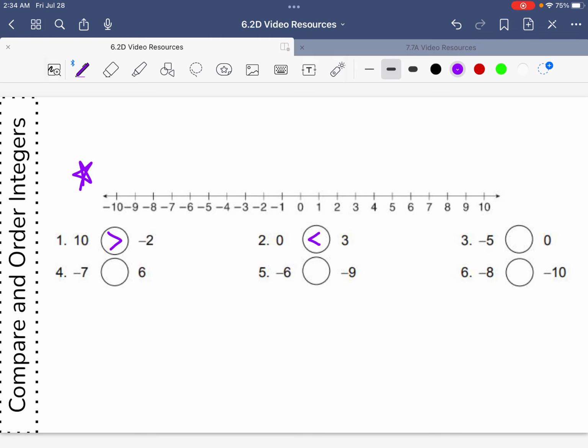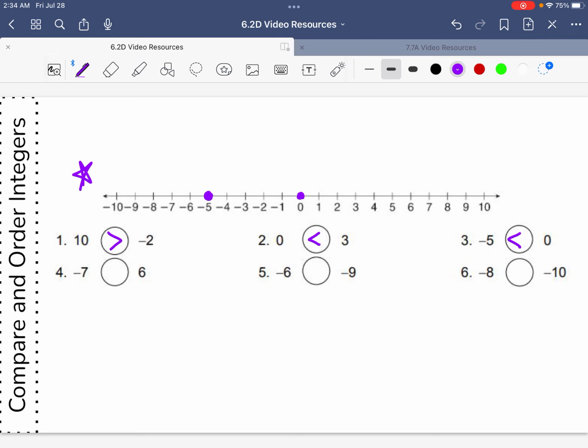My third problem, so I have negative 5 and 0. So again, I'm going to find negative 5, which is 5 to the left of 0. And I'm going to compare these two integers. And I see that negative 5 is less than 0, or that 0 is greater than negative 5. So my inequality symbol will open towards the greater value, which is 0. And if I were to read that statement left to right, that would say negative 5 is less than 0.